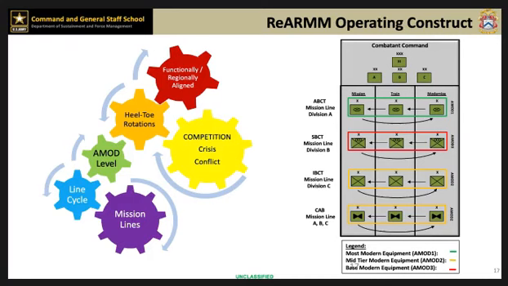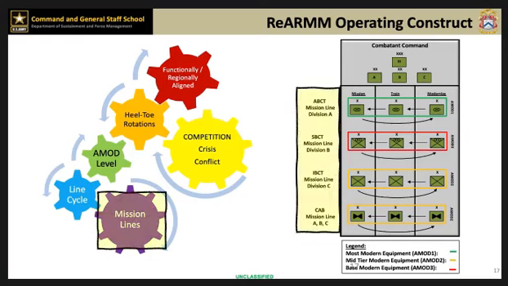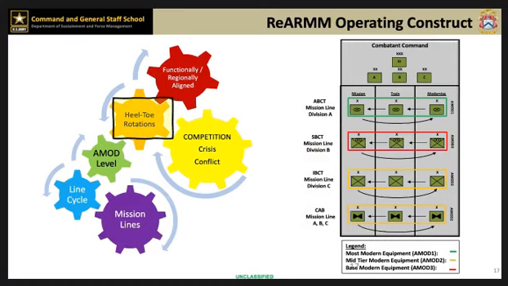This slide will explain the operating construct or business rules of the REARM construct. Mission lines, that's simply a term to describe at least 3 or more units of the same size, type, and modernization level aligned against a known joint staff or Army requirement. Units are expected to remain in mission lines for multiple years. Formations aligned under a mission line will have the same assigned modernization level. Heel-to-toe, or no overlap, rotations are the optimal solution for competition requirements in order to maintain mission line cycles.